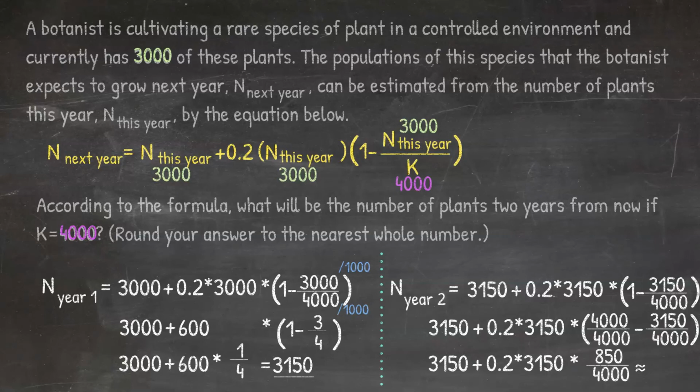And we can use the calculator, and that helps us a lot. We start first by dividing 850 by 4,000. And after that, we would multiply it by 3,150 and then by 0.2. And only after doing the multiplication part, at the end, we should add 3,150. And we would arrive at our final answer of 3,284. And this is our final answer.